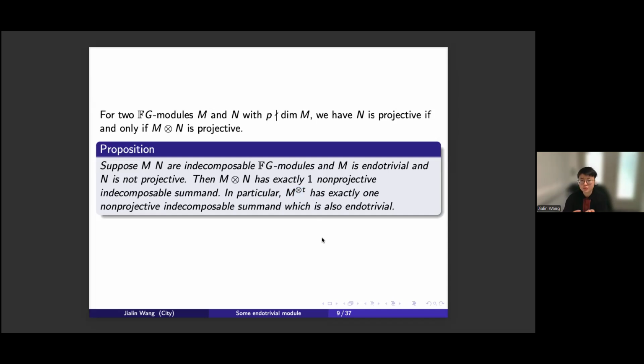And this is regardless of the representation type of this group algebra. So it tells you that even though your FG could have tame or wild representation type, you have a nice control of things that could appear in the tensor power of endotrivial modules.